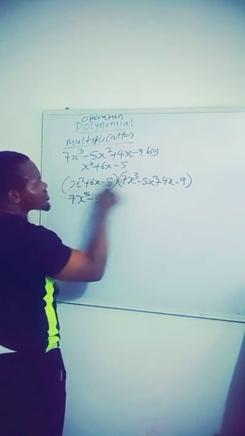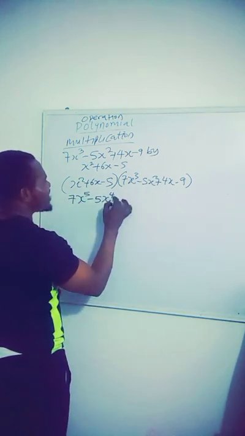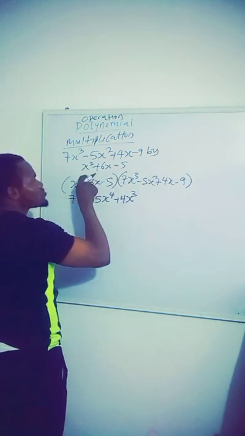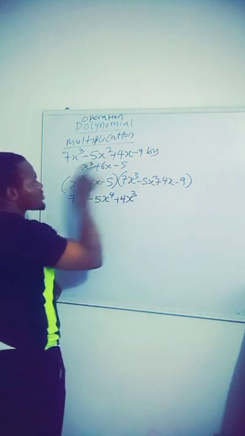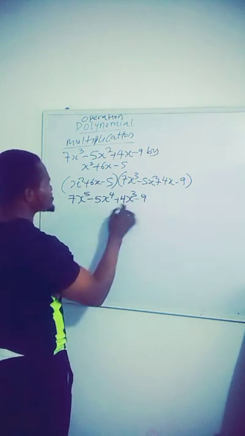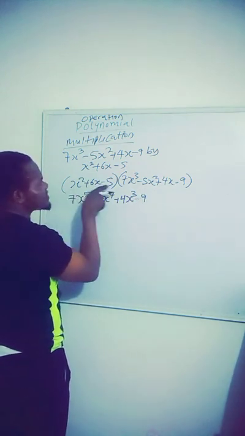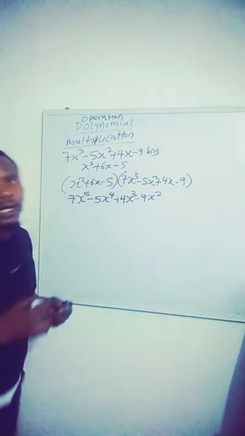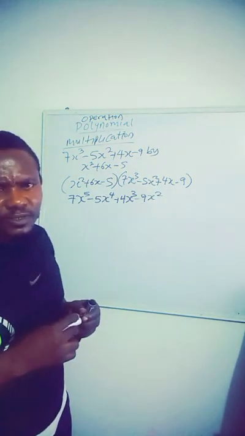x squared multiplied by 4x gives plus 4x raised to power 3, that is 1 plus 2. Then x squared multiplied by minus 9 gives minus 9x raised to power 2. I hope you get the first movement.